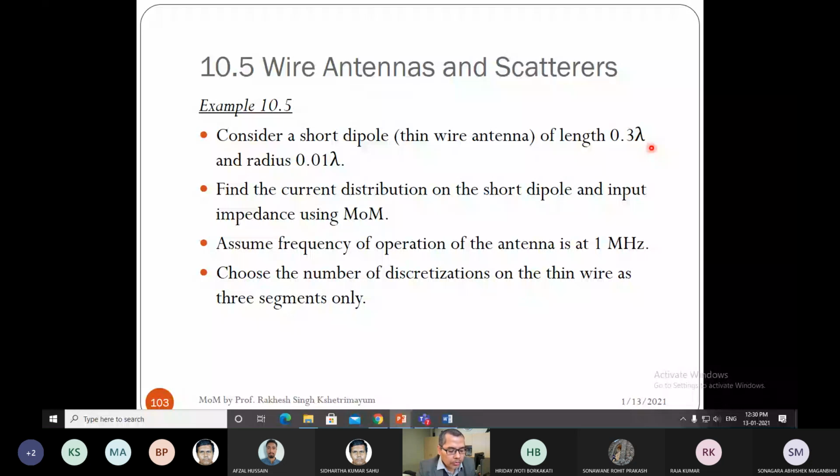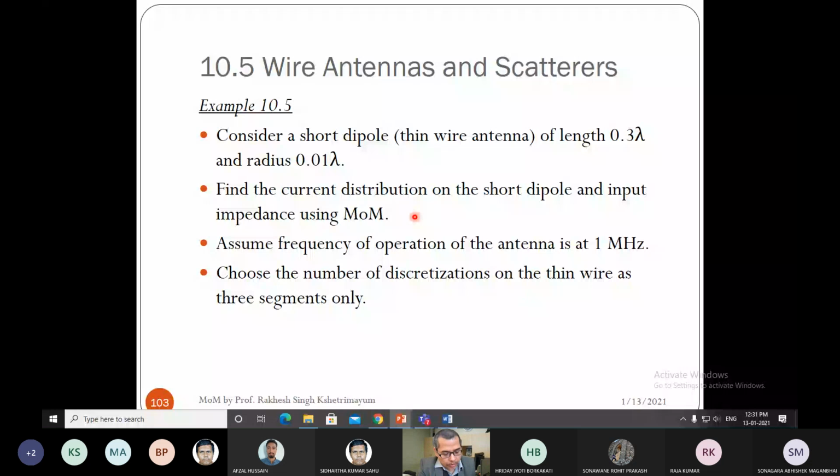And I want to use MoM to find the current distribution on the short dipole. I also want to find out the input impedance of the dipole antenna, so that if I have a coaxial line, if I know the input impedance of the dipole antenna, I know my reflection coefficient, ZL minus Z0 by ZL plus Z0. ZL is the input impedance of the dipole antenna. So once I know that, I know the reflection coefficient at the feed point of the antenna. So this dipole antenna is a one-port device. If I know the reflection coefficient at the input point, I can also find out the bandwidth, all these parameters.